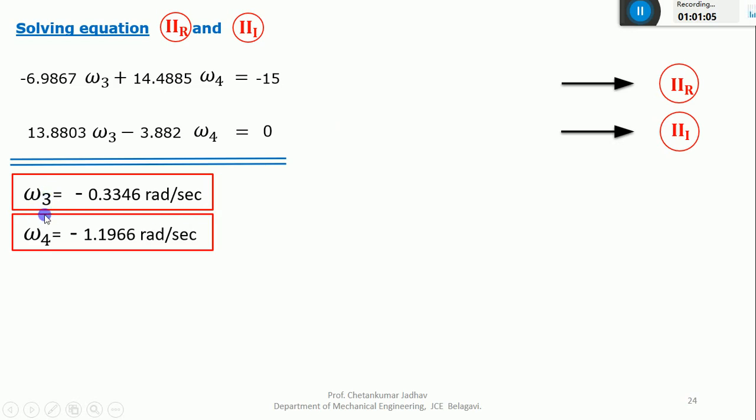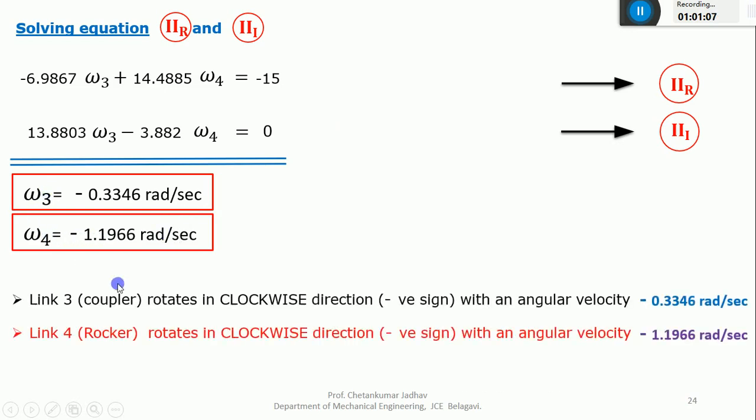So I got these two, and as I said, this is with respect to link 3. The suffix 3 indicates the angular velocity of this kinematic link 3. Since it has a negative sign, the angular velocity will be rotating in clockwise direction. In a similar manner, omega 4, for link 4, is also having the negative sign. It means it will be rotating in a clockwise direction as per the sign convention. Clockwise is negative, counterclockwise is positive.